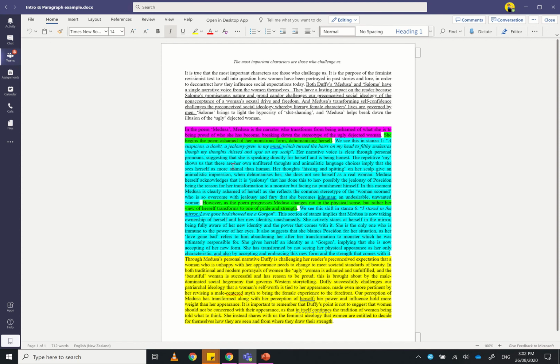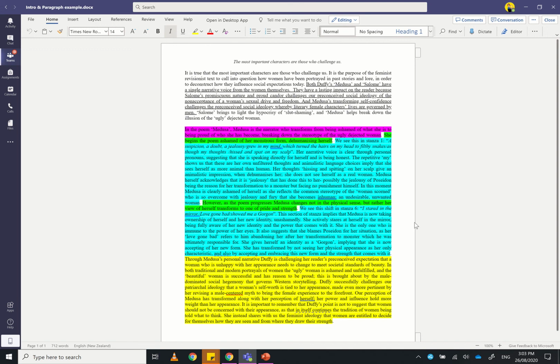So we can see this is one paragraph on Medusa, statement in pink, explanation in green, evidence and analysis in blue. You'll see I've got a second lot of green. That's because I need to explain my second quote that I'm going to use. Quote, analysis, discussion of purpose. Okay. This example is running under the assumption that there would be just 2 paragraphs. So 1 paragraph on Medusa with 2 pieces of evidence, 1 paragraph on Salome with 2 pieces of evidence.